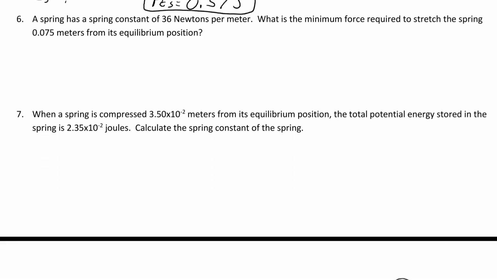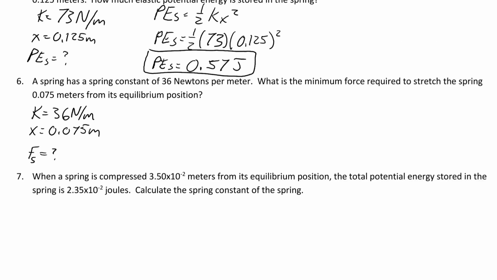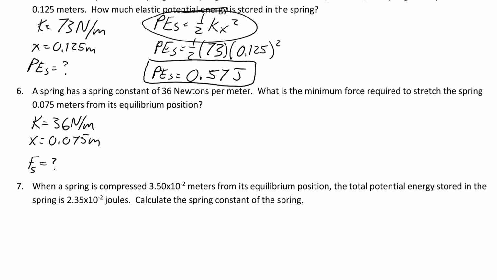Number 6, a spring has a spring constant of 36 newtons per meter. What is the minimum force required to stretch the spring, so X is equal to 0.075 meters from its equilibrium position? Again, they're saying what is the minimum force required? So they're looking for the force. They're really looking for the force in the spring. That's what we're calculating. So this isn't one of these guys, elastic potential energy.